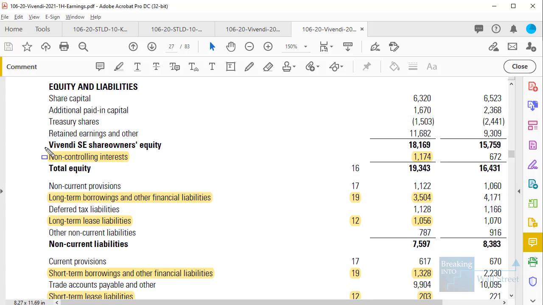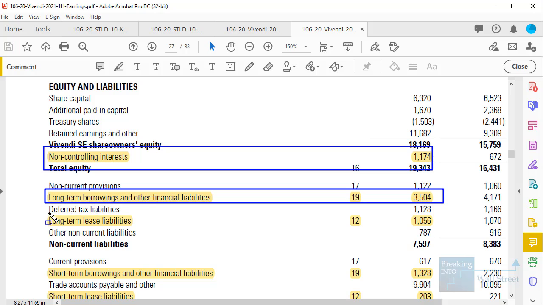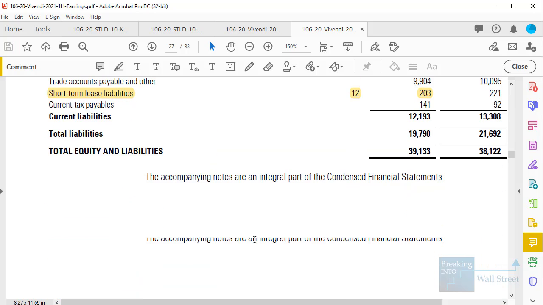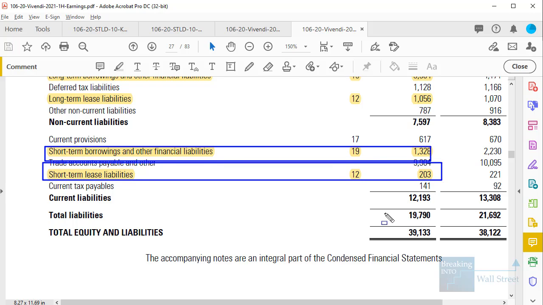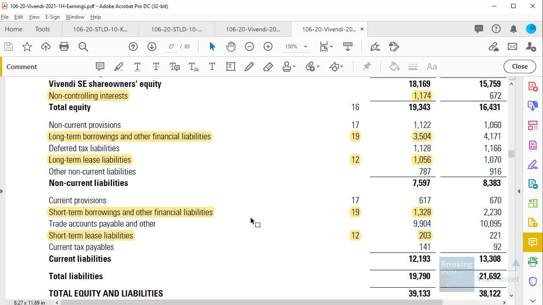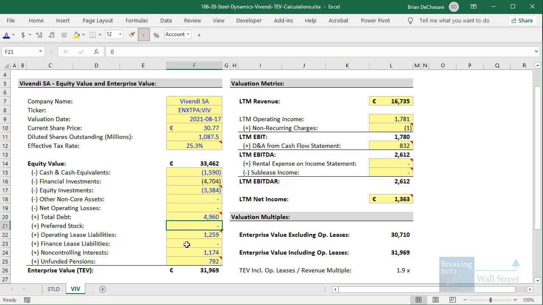Now on the other side, they have non-controlling interests, they have long-term debt, long-term leases, and then they have short-term debt and short-term leases. So these are all traditionally items that may be added or that sometimes may be added in the case of leases. And sure enough, we went in and added the debt, we added the non-controlling interests, and operating lease liabilities. We'll address this later on because we're adding these for Vivendi, but not for Steel Dynamics. Unfunded pensions we'll also get to later on.